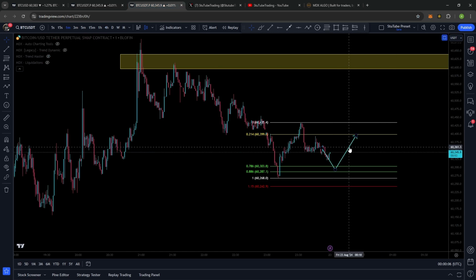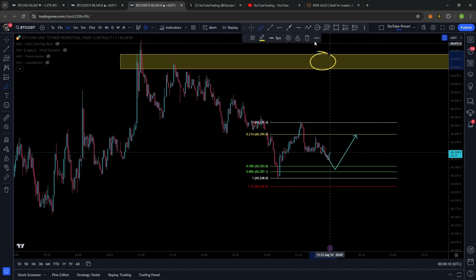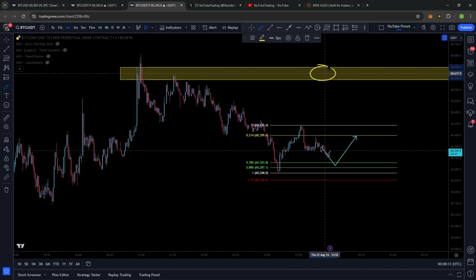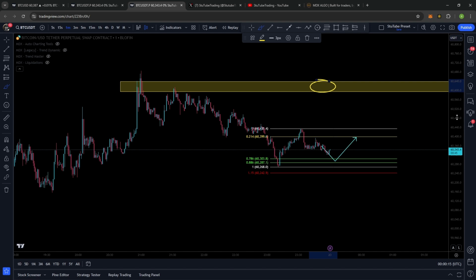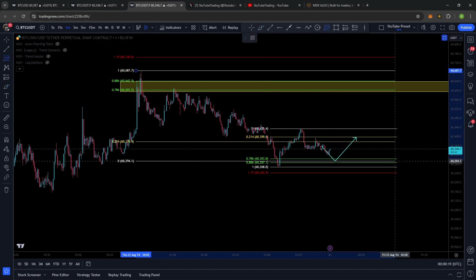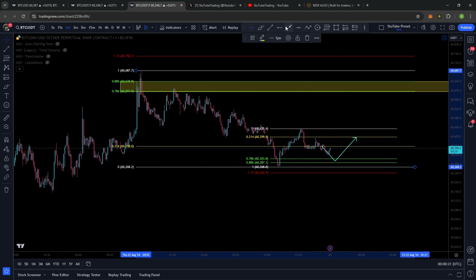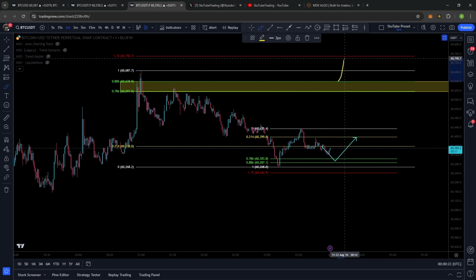So that's where I'd expect some sort of a reaction the first time we test this level. Maybe we go a little bit higher, but again, that's why I have those other fibs in place, right? Like maybe we get a double top, maybe we even get a little liquidity grab up, something like that. But I would expect some sort of a reaction the first time.